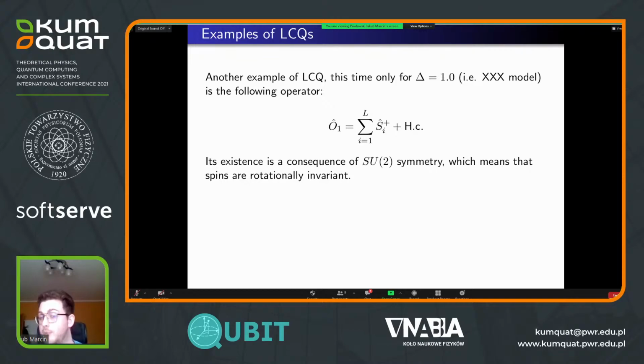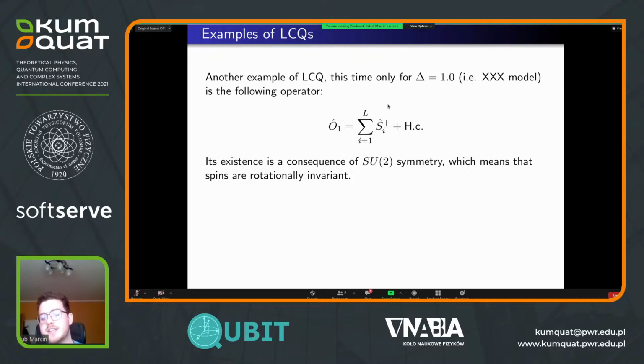So we've got the obvious conserved quantity, which is the total z component of the spin. But because we can rotate the spins, it means that the total Sx spin and total Sy spin are also conserved. And from this, we can construct, as linear combinations, this local conserved quantity.